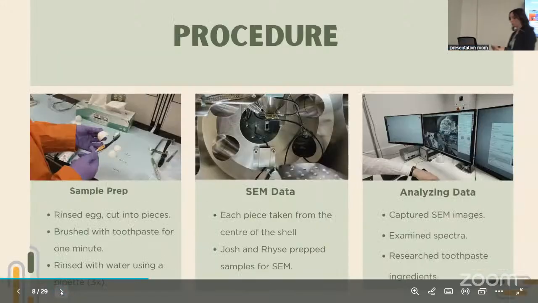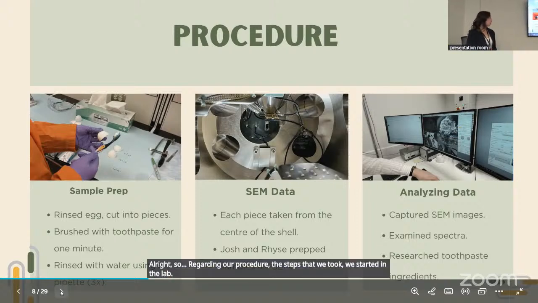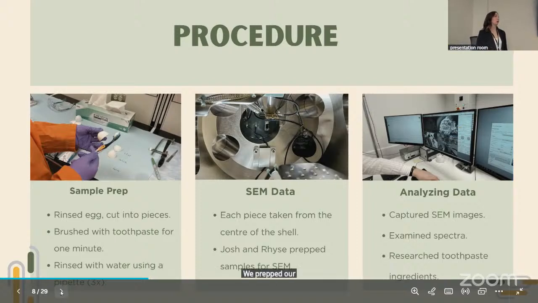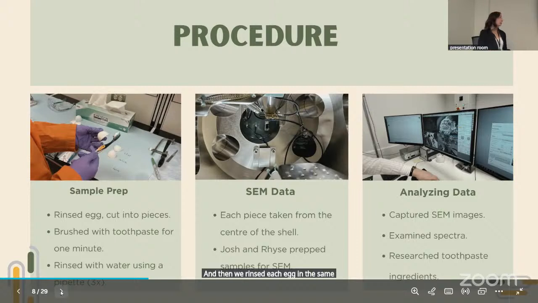All right, so regarding our procedure, the steps that we took, we started in the lab. We prepped our samples by rinsing the egg, cutting it into pieces. We brushed each of the eggshell samples with toothpaste for 1 minute. We had the same person brush all of the eggshells. And then we rinsed each egg in the same way using the same amount of water with a pipette.